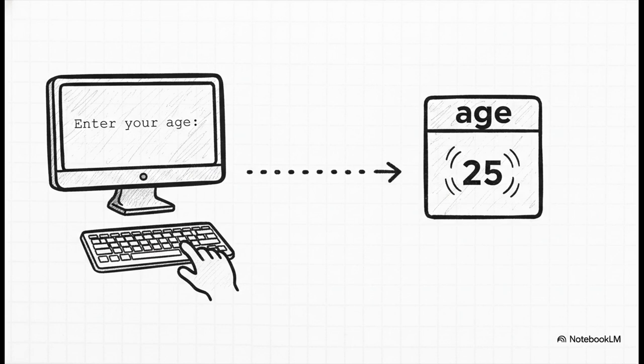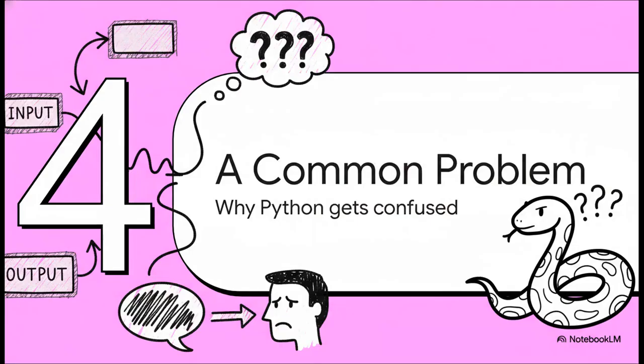So here's what that looks like in the wild. Your code tells Python to display the question, enter your age, and then wait. Let's say you type in 25 and press enter. That number, 25, gets scooped up and put inside that variable we decided to call age. Now Python knows your age. So input and output. We can talk, and it can talk back.